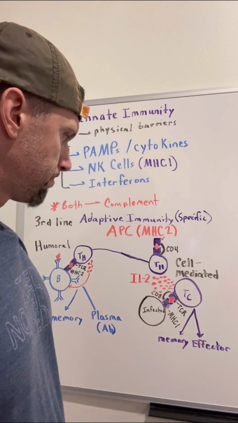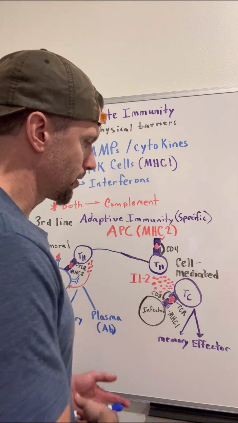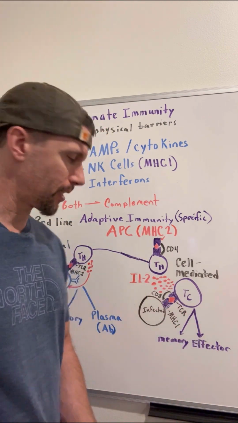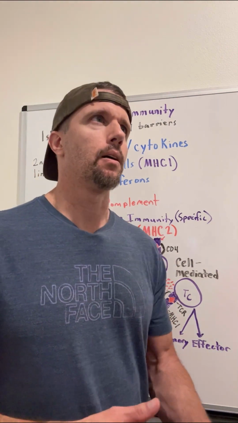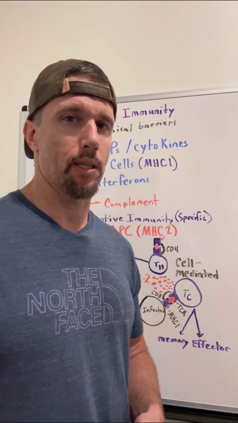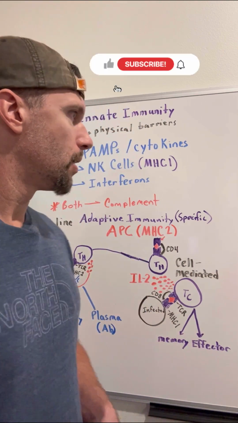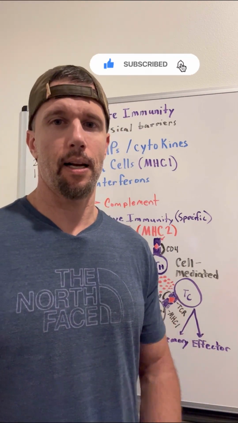So it seems a little redundant to have T helper cells play this role to activate proliferation of cytotoxic T cells or to activate the B cells, but this kind of double handshake situation really helps to prevent autoimmune diseases. So I know that was a lot. I hope that helped you understand the immune system, and I'll see you in the next one.